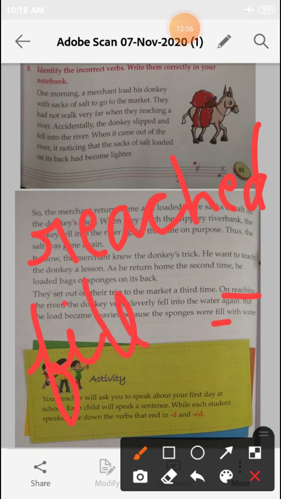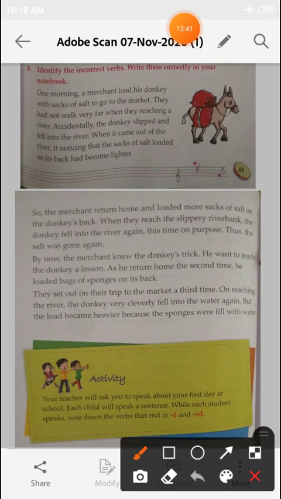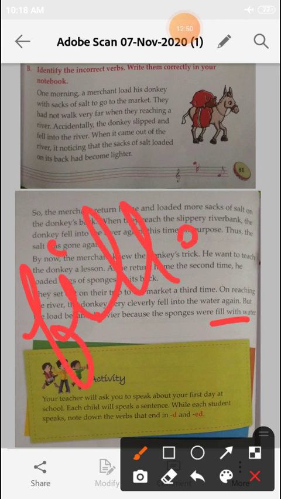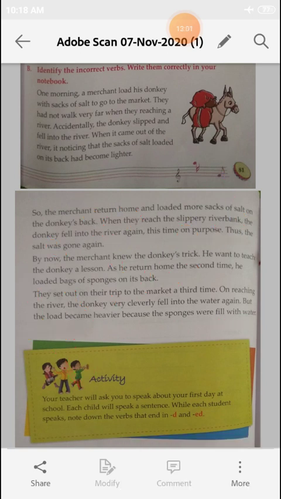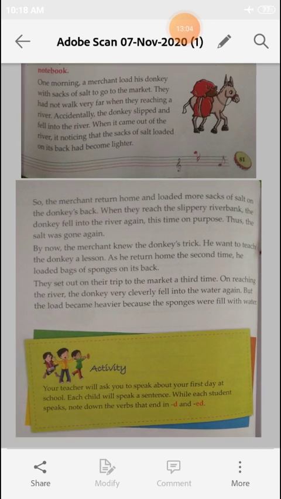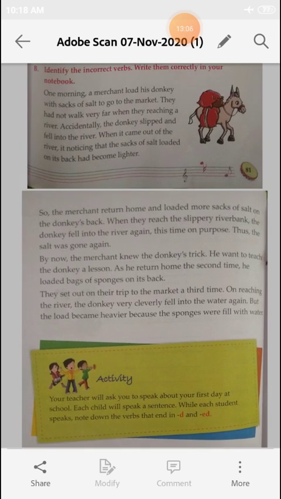And fill. The fill verb is not correct. Filled, F-I-L-L-E-D, is the correct verb. Okay students, so we complete this story and the correct words. You write this story in your notebook and do the correction only in your notebook.